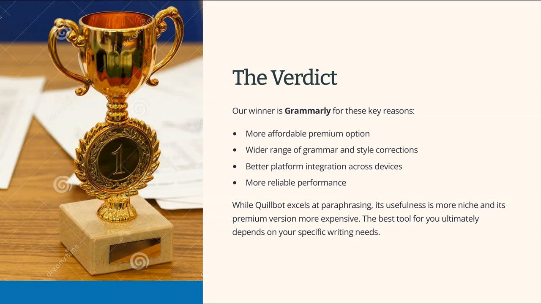Our winner today is Grammarly. It's more affordable, offers a wider range of corrections, integrates with more platforms, and is generally more reliable in its performance. While Quillbot excels at paraphrasing, its usefulness is more niche, and its premium version is more expensive. However, both tools have their unique strengths, and the best one for you depends on your specific writing needs.